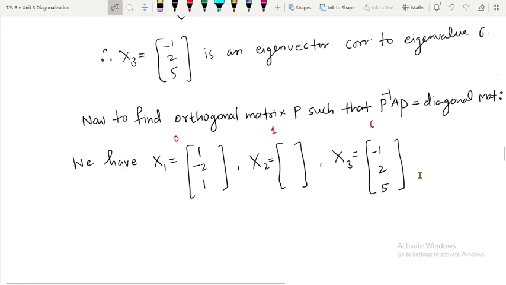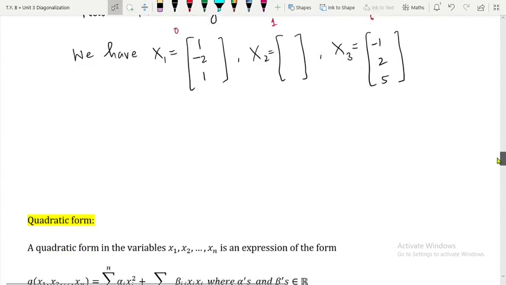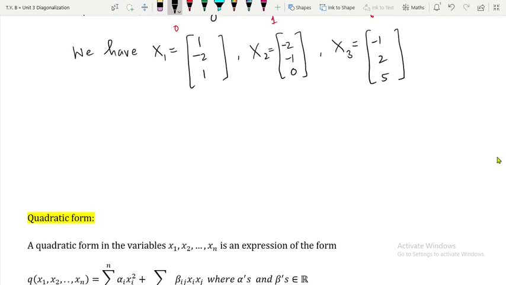And what was the second one? The second one was minus 2 minus 1 0. Yeah, so you can check these two will be orthogonal because minus 2 multiplied by minus 1 will be 2, then you are going to get minus 2, which is 0. We already checked first and second. You can check first and third also. Minus 1 minus 4 plus 5, it is also 0.